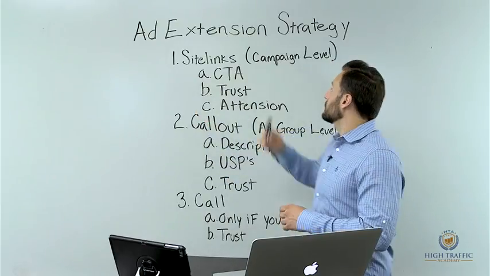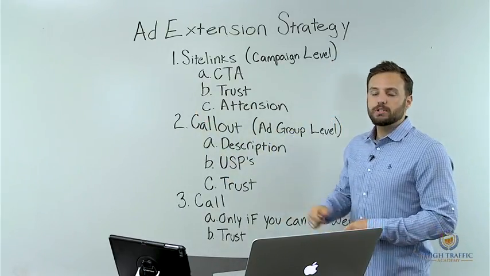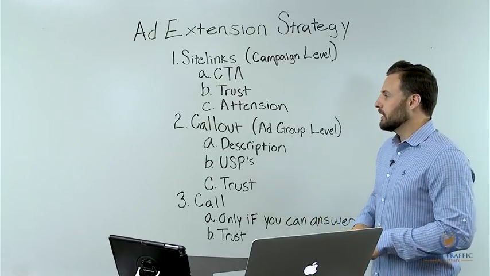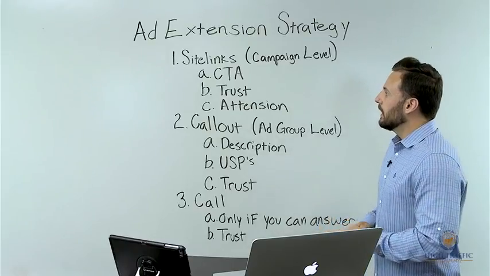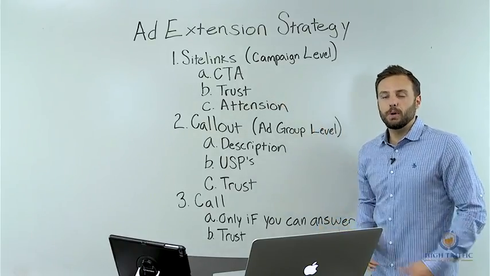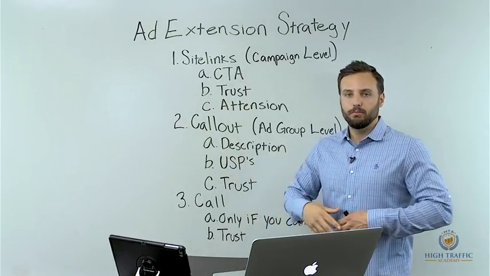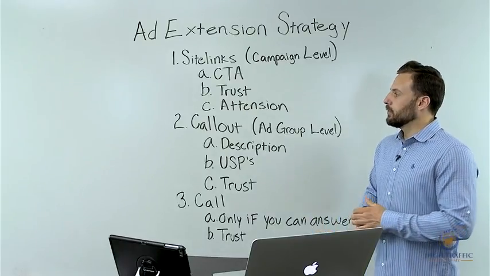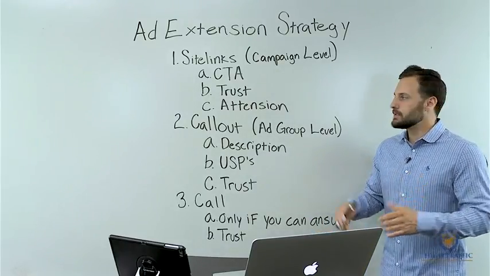So ad extension strategy. I recommend that all advertisers, when they first build their pay-per-click campaigns out and when they're ready to go to the next level and build ad extensions, I first recommend you start with site links at the campaign level so that you aggregate enough data for these ad extensions to become high quality and ultimately increase your quality score and your click-through rate and allow you to rank higher for less money.